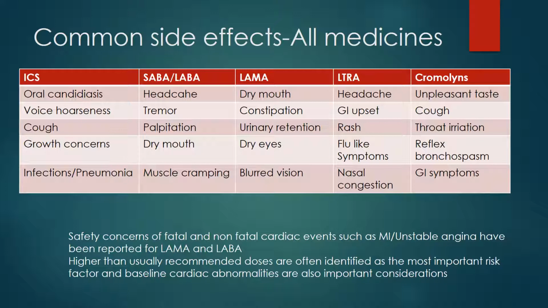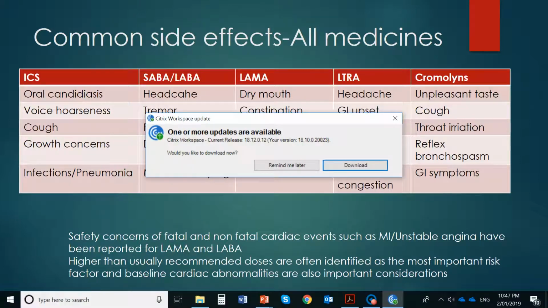Hepatotoxicity has been reported with the older molecule. There's a possibility that yes, it can cause these problems, but in recommended doses, most of these side effects are quite manageable. Cromolyn, apart from unpleasant taste and cough, there's also throat irritation, and it can cause reflex bronchospasm in a few kids, so we need to closely monitor in the earlier days.